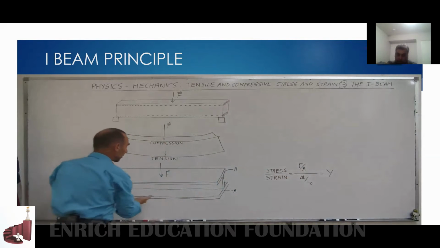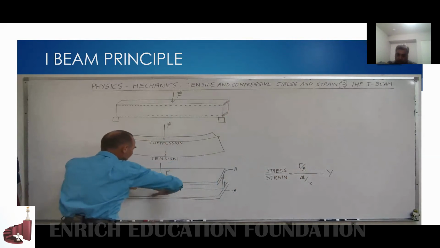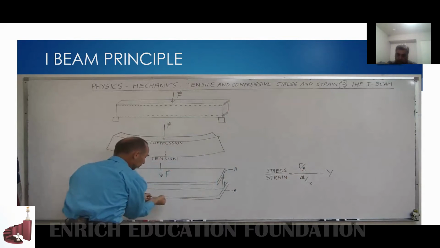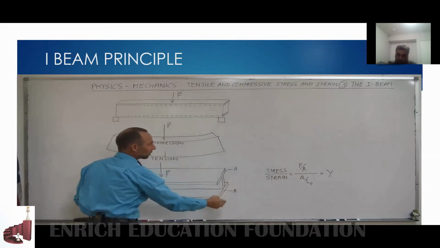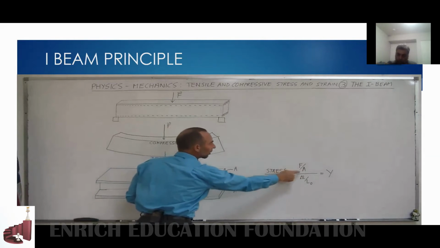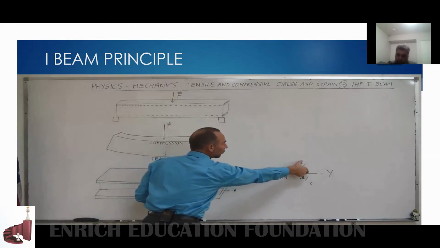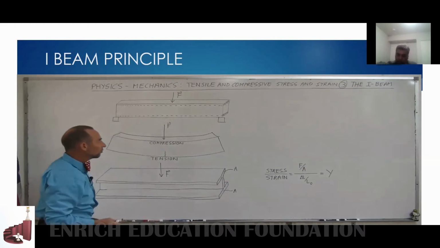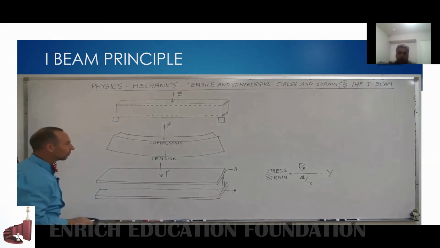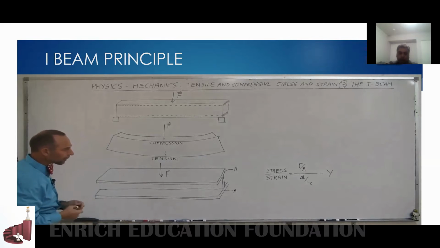And then likewise at the bottom of the beam, by pushing down on it, those will be under tension. Those molecules are going to be pulled apart. But again, since there's a much larger cross-sectional area, the stress will be reduced because the A is much bigger than that. So we have a much smaller stress on an I-beam compared to a typical beam that's built like a normal beam.